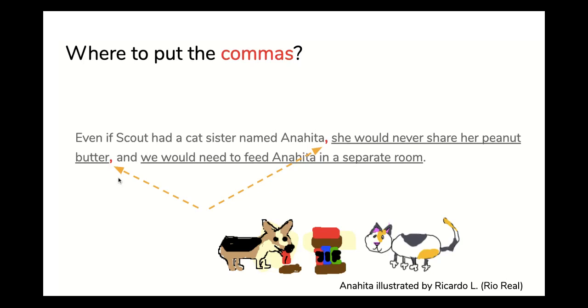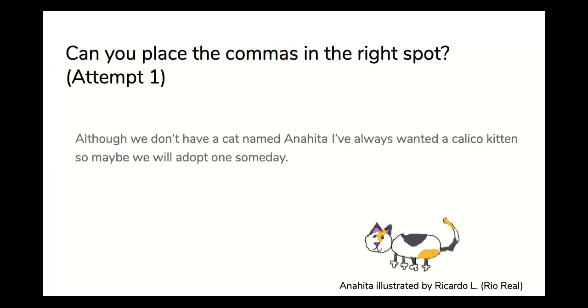Okay, so now you're going to have two attempts. Here's the first attempt. See if you know where to put the commas in this compound complex sentence. I'll read it to you, and then you can pause the video and put your finger where you think two commas should go. Although we don't have a cat named Anahita, I've always wanted a calico kitten, so maybe we will adopt one someday.